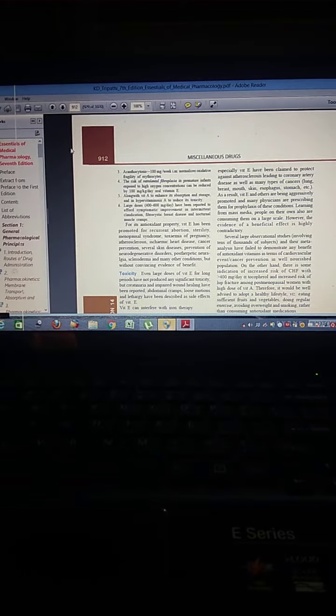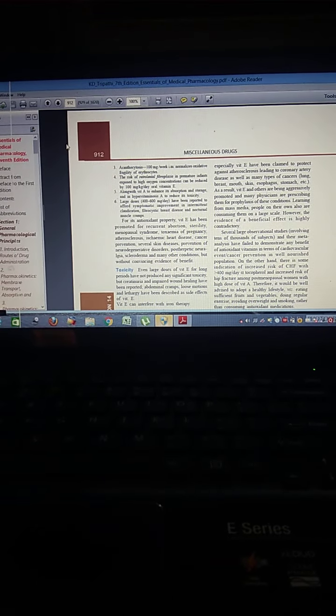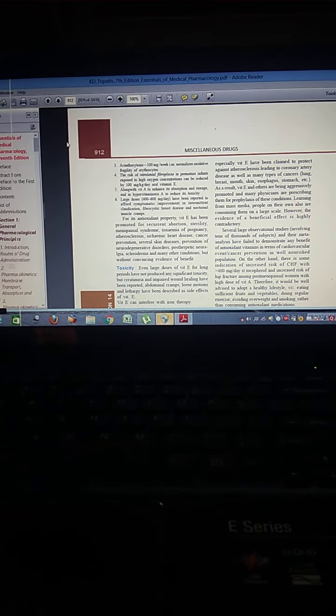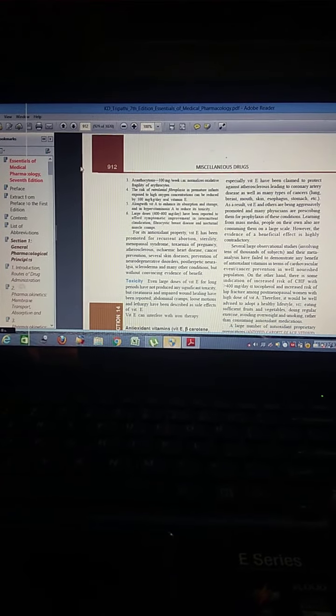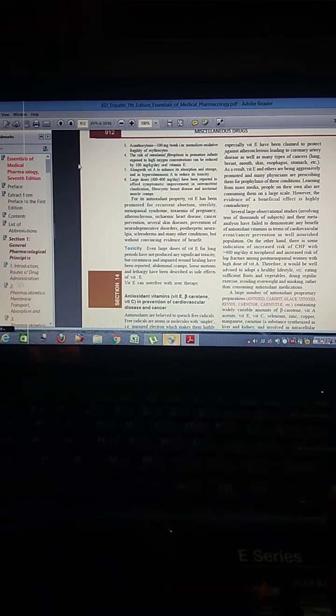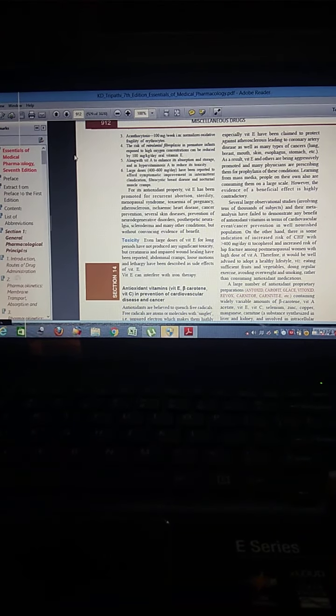The risk of retrolental fibroplasia in premature infants exposed to high oxygen concentration can be reduced by 100 mg per kg per day of oral vitamin E. Along with vitamin A, absorption and storage are enhanced, with a large dose of 400 to 600 mg per day. Toxicity: even large doses of vitamin E for long periods have not produced any significant toxicity.